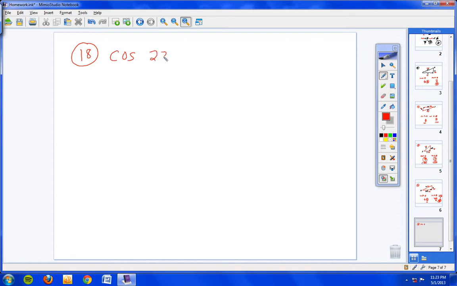I'll do the even ones for you, the cosine of 23. Simply type that into your calculator, and you will get 0.9205. Let's take a look at number 20. Number 20 is the cosine of 5 degrees. So cosine then 5, make sure you're in degrees, not radians. You should get 0.9962 if you're rounding in the correct place.